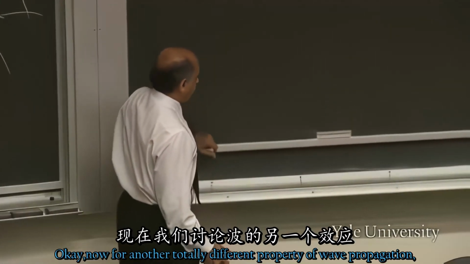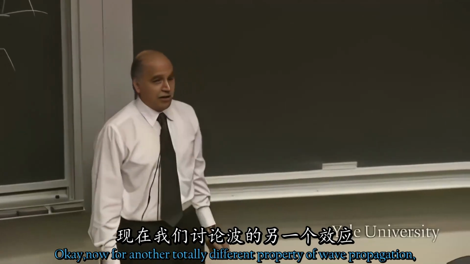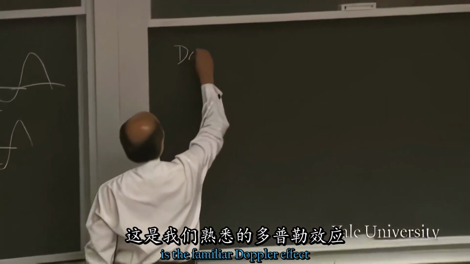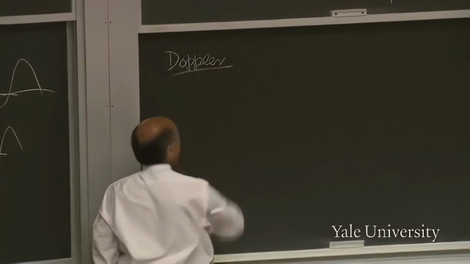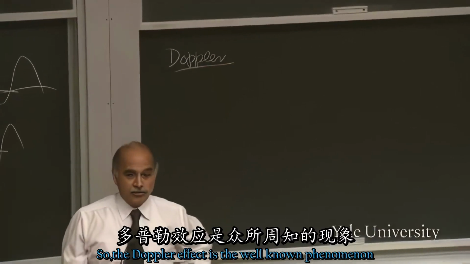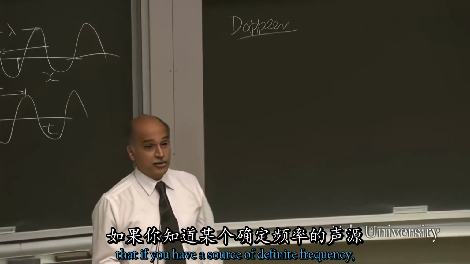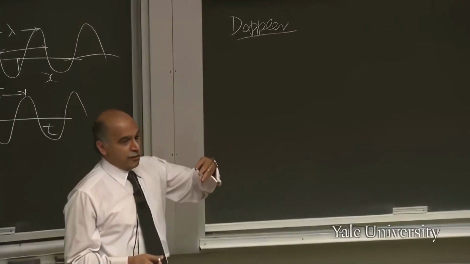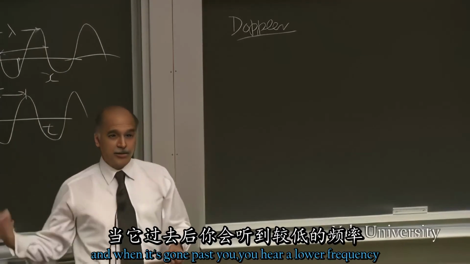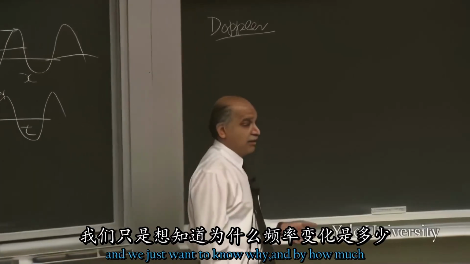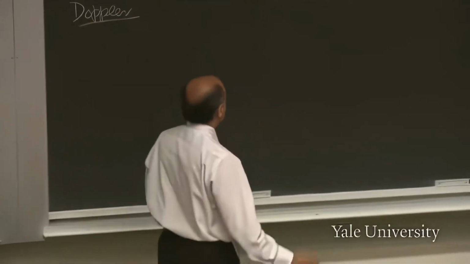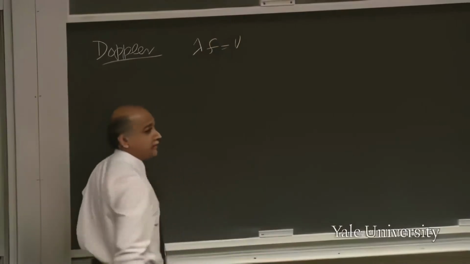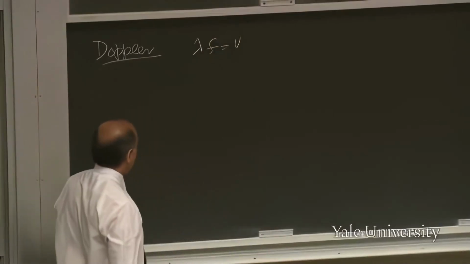Okay, now for another totally different property of wave propagation, which I'm going to again apply to sound, is the familiar Doppler effect. The Doppler effect is the well-known phenomenon that if you have a source of definite frequency, like a siren in a fire truck, when the fire truck is coming towards you, you hear a higher frequency, and when it's gone past you, you hear a lower frequency, and we just want to know why and by how much. To proceed with this, I want to remind you this relation: lambda times f is v. So we're going to bear that in mind.